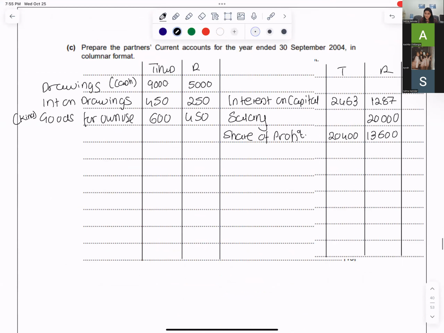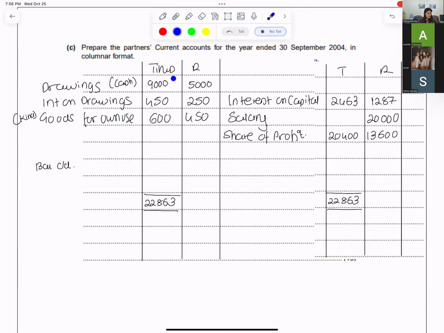So we will just close the current account. I will close one by one because a current account can also have a debit balance. It can also have a credit balance. First close Titus's account. I see the credit side is more for Titus. So it is 20,400 plus 2,463. So this is 22,863.